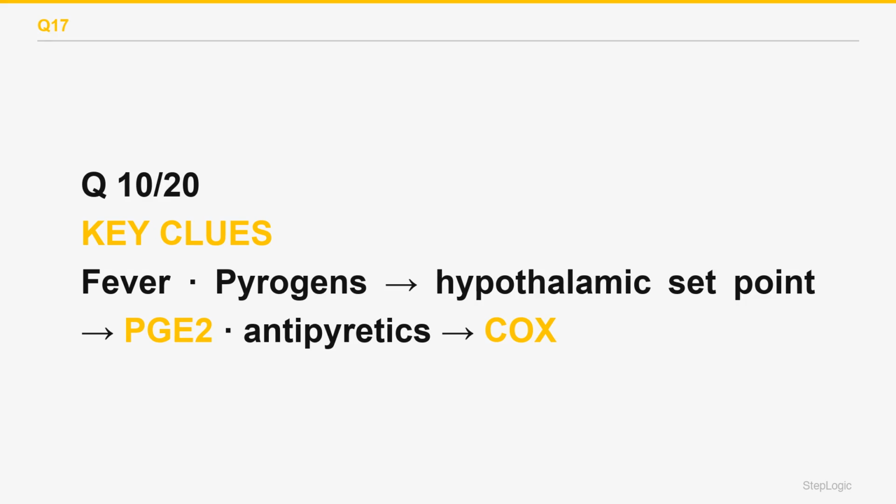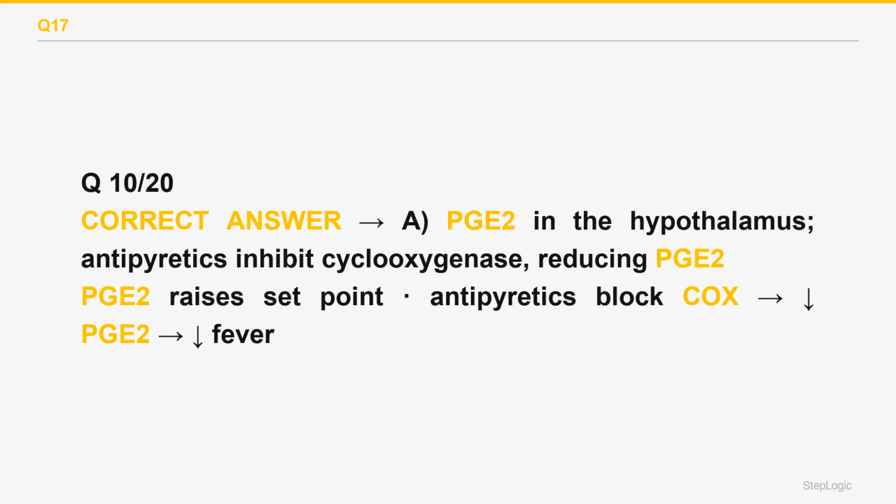The chain is: infection triggers macrophages to release pyrogenic cytokines, IL-1, IL-6, and TNF, which act on the hypothalamus and induce the production of prostaglandin E2, PGE2. PGE2 is the final mediator that directly raises the hypothalamic set point. The body then behaves as if it is cold relative to the new higher set point, vasoconstricting and shivering to generate and conserve heat until the temperature rises to match. The correct answer is A.